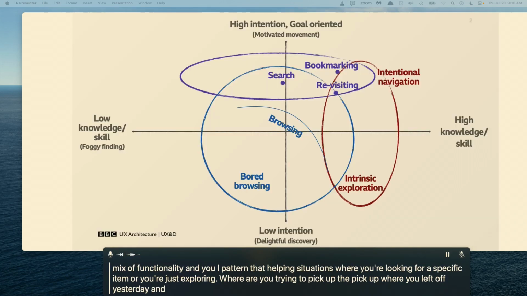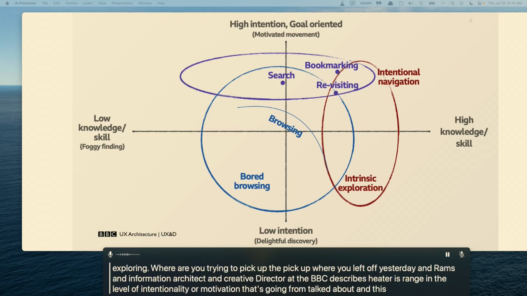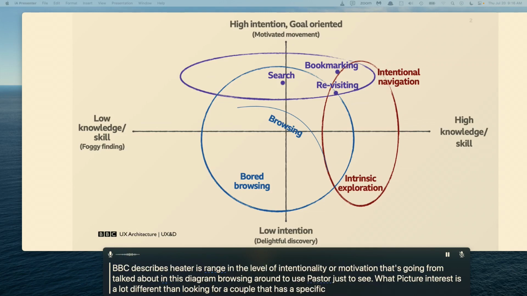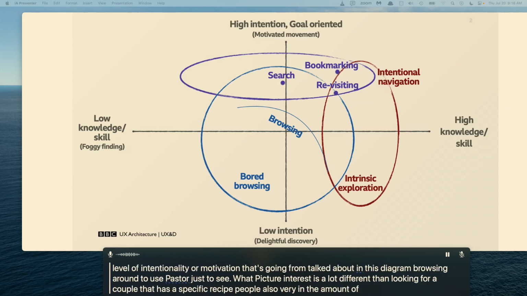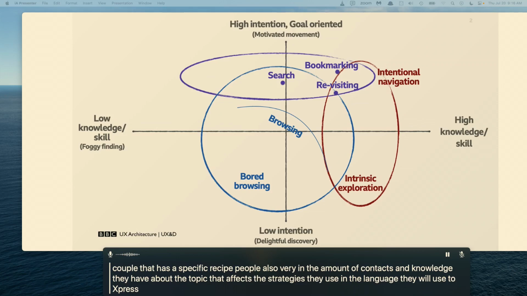Dan Ramsden, information architect and creative director at the BBC, describes how behaviors range in the level of intentionality or motivation. That's going from top to bottom in this diagram. Browsing around a used bookstore just to see what piques your interest is a lot different than looking for a cookbook that has a specific recipe. People also vary in the amount of context and knowledge they have about the topic. That affects the strategies they use and the language they will use to express what they want.